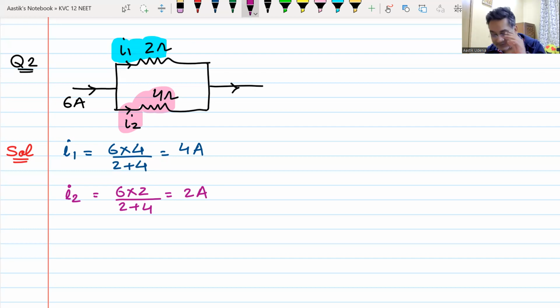Do we understand this? Yes, sir. So current divides in inverse ratio of resistances. We understand this? Yes or no? Yes, sir. Okay. Now let me give you one more on this.